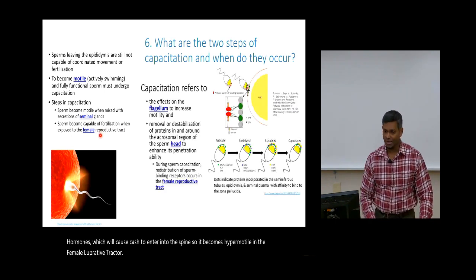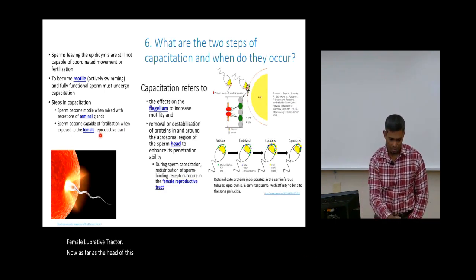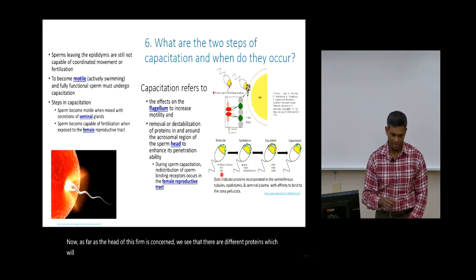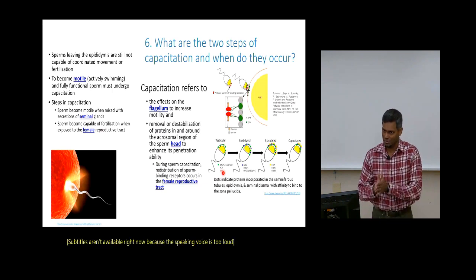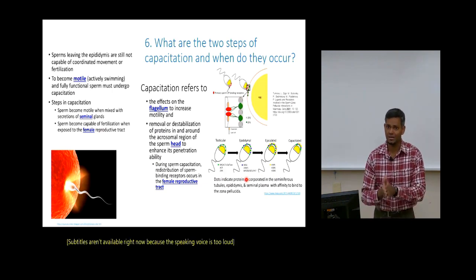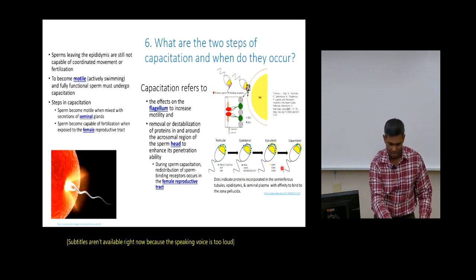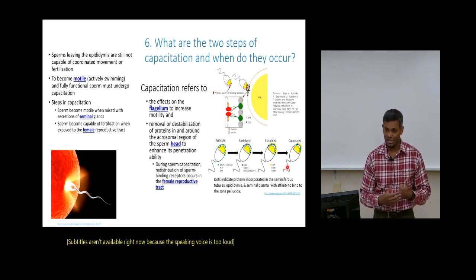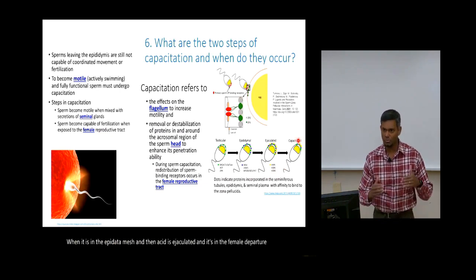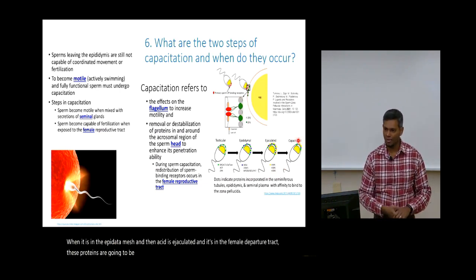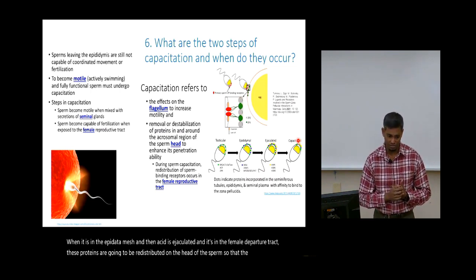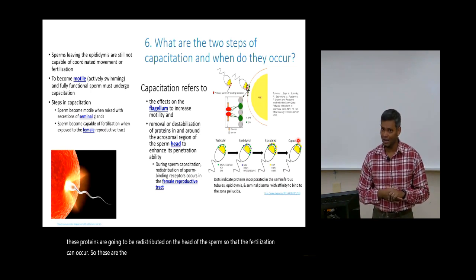Now, as far as the head of the sperm is concerned, we see that there are different proteins which will be found on the sperm head when it is leaving the seminiferous tubules, when it's in the epididymis, and then as it is ejaculated and it's in the female reproductive tract, these proteins are going to be redistributed on the head of the sperm so that the fertilization can occur. So these are the various steps in capacitation.